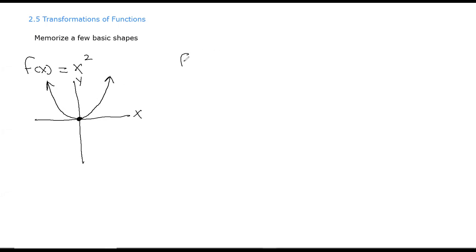Next up, we have our x to the third power. And it's going to look kind of similar to the x squared, kind of similar.